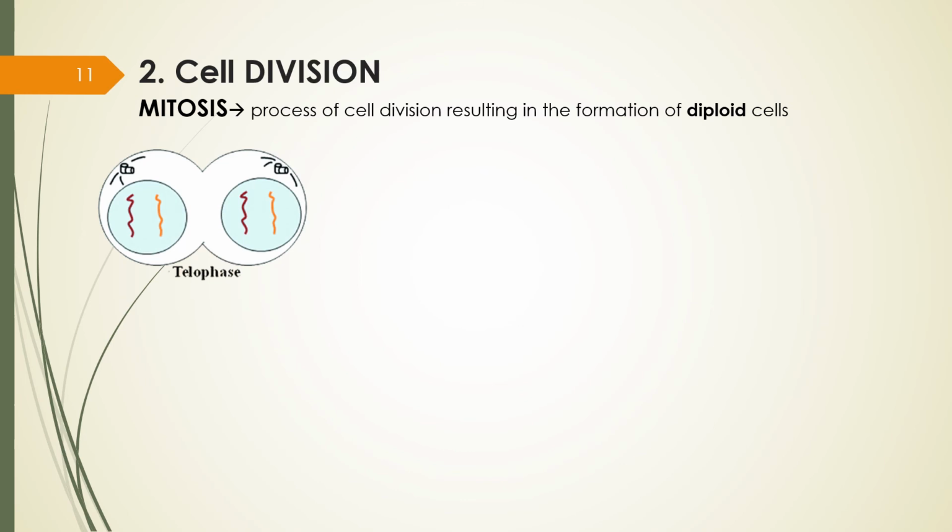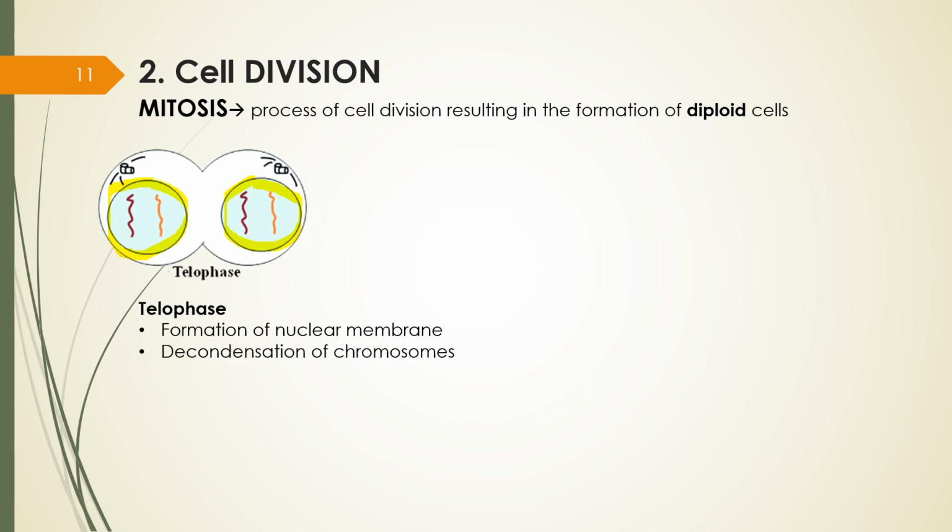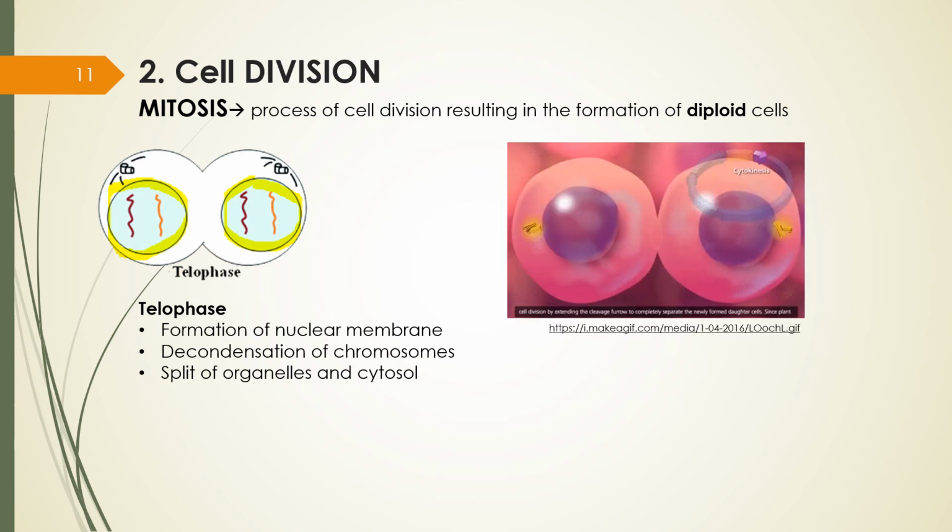What happens in telophase? We start the separation. So we form the nuclear membrane again. So the nuclear membrane forms again on both sides. So we have two new nuclear membranes being formed. The chromosomes that were coiled now decondense, and the organelles and cytosol are split between these two. Here I have a little animation.